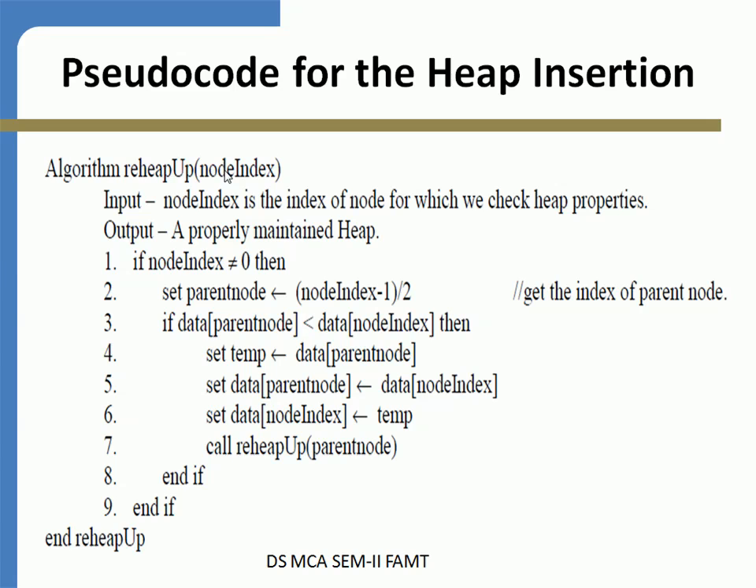This will go on until we reach the root, or we find a parent who is greater than the node index. This is a recursive algorithm. If we deal with the min heap, then in statement number 3 this less than sign will not be there and it should be a greater than sign. If we change statement number 3, then the same algorithm will work for the min heap also.